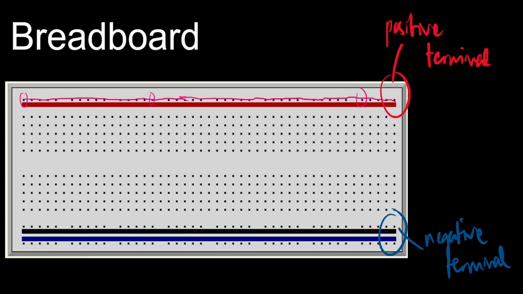Now for the holes in the middle, they are connected vertically. For example, for the first column, all of these are connected vertically. The same thing with the next one, and the next one, and so forth. So you basically get the idea, right? The reason why we need to know that is because if we're going to interpret a certain circuit, we need to make sure that we understand how all of these holes are connected for analysis.